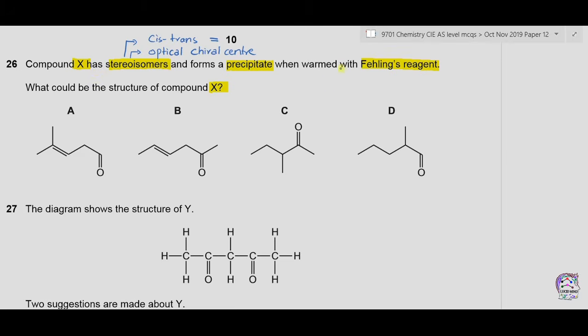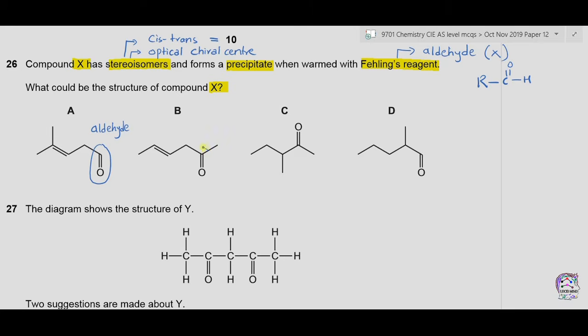Now compound X gives a precipitate with Fehling's reagent. It means that compound X is an aldehyde, because aldehyde gives a positive result with Fehling's reagent. The functional group of aldehyde is RC double bond OH. Let's first find out the functional group given in the options. In A we have RC double bond OH. As on this carbon one atom is H, so therefore this is an aldehyde functional group.